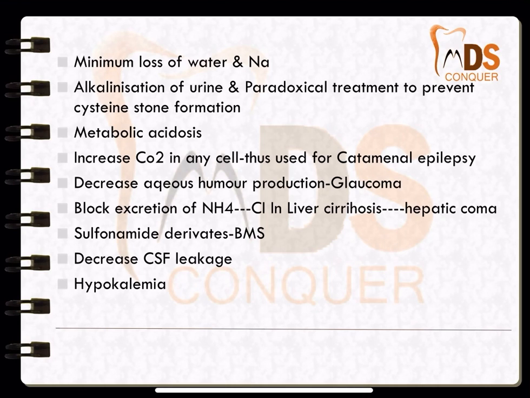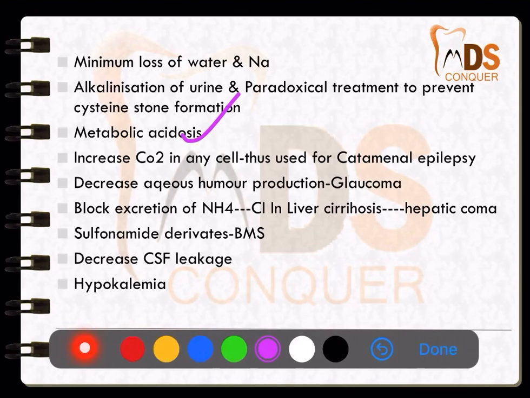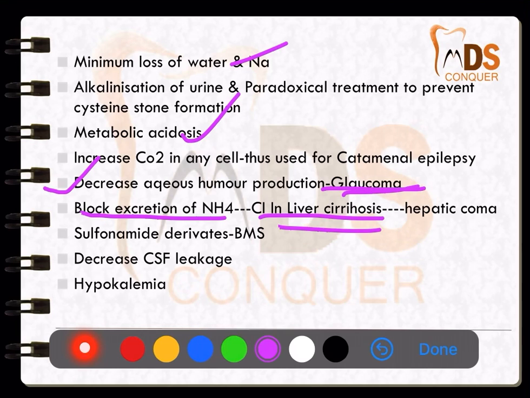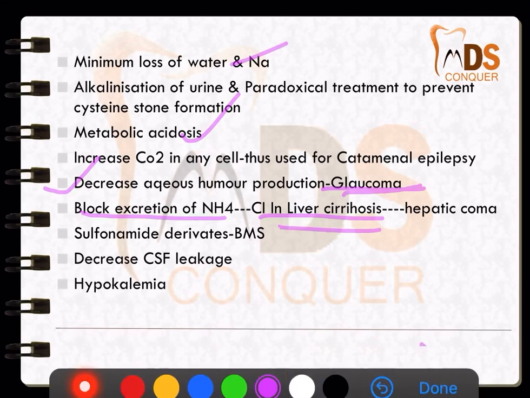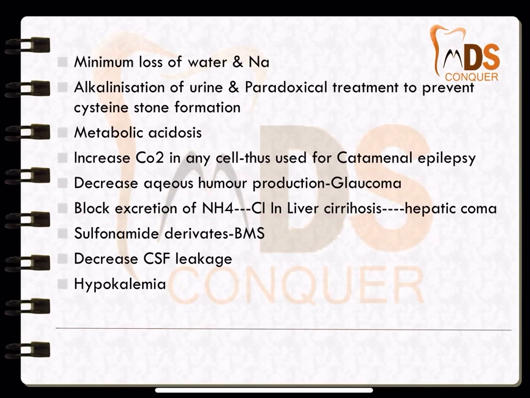And these are the important points related to it. It causes metabolic acidosis, so that's the reason it can be used to treat alkalosis. There is minimum loss of water, so it's not a very good diuretic, and it blocks the excretion of ammonium, so it's contraindicated in liver failure. It decreases aqueous humor production, so that's the reason it's used in glaucoma. Very important points related to acetazolamide.